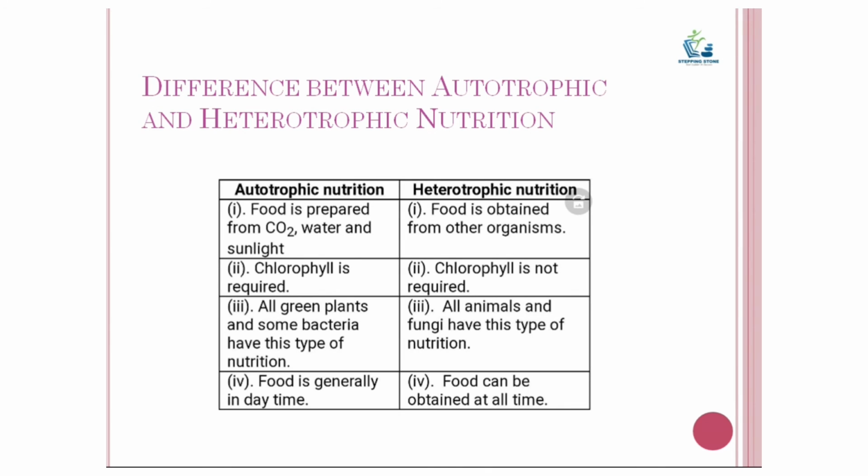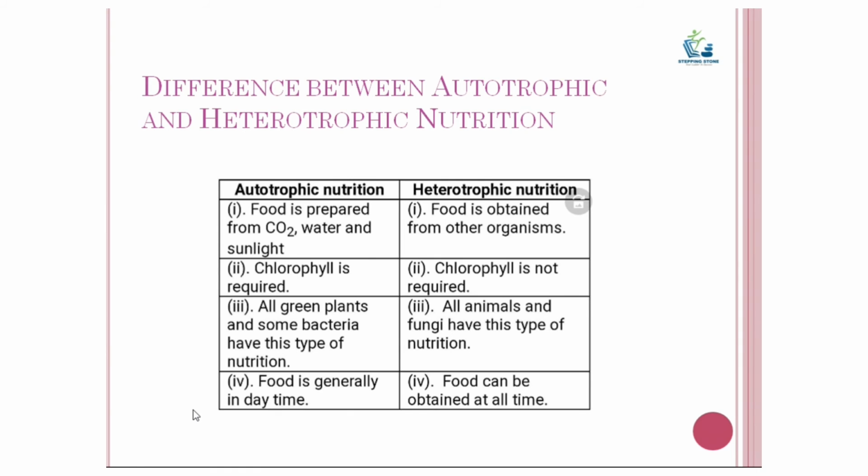So here I have shared with you a few differences between autotrophic nutrition and heterotrophic nutrition. Like in autotrophic nutrition, food is prepared from carbon dioxide, water and sunlight, whereas in heterotrophic nutrition, food is obtained from other organisms. So in autotrophic nutrition, you require chlorophyll, right? Photosynthesis is performed only when the plant has a pigment called chlorophyll. But in heterotrophic nutrition, chlorophyll is not required.